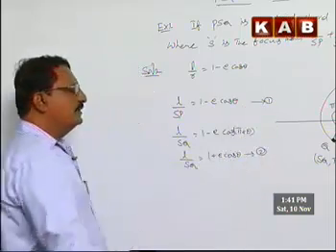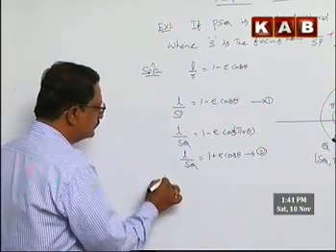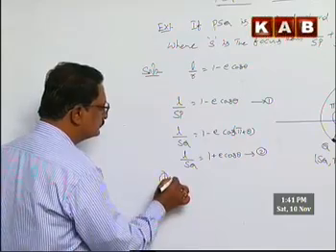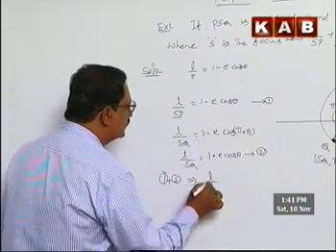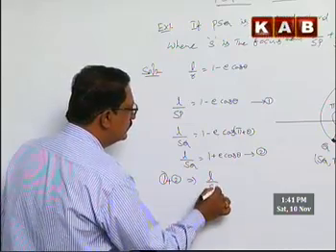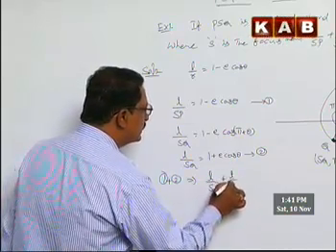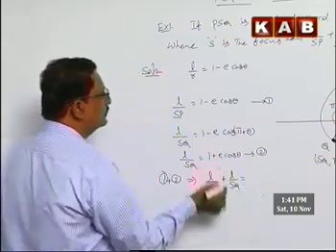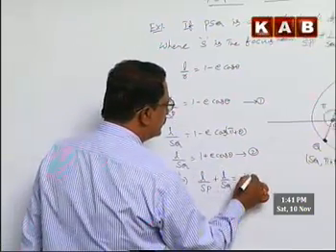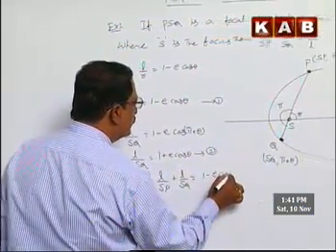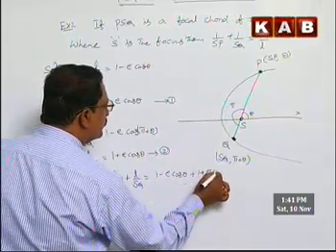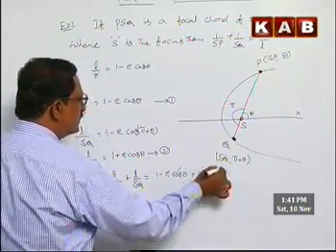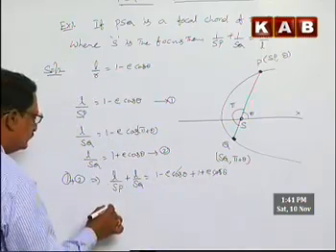Now adding 1 and 2. Now 1 plus 2. For 1 implies we get L by SP plus L by SQ equals to 1 minus E cos theta plus 1 plus E cos theta. Now minus E cos theta plus E cos theta cancel.